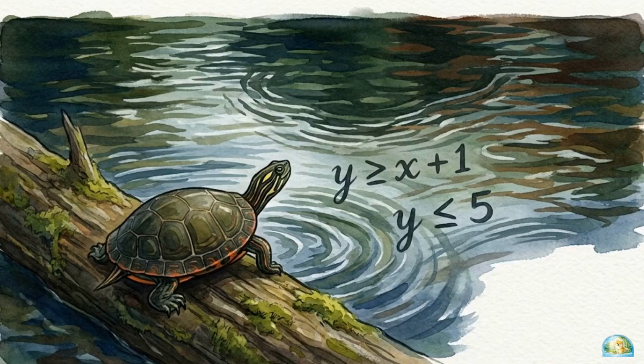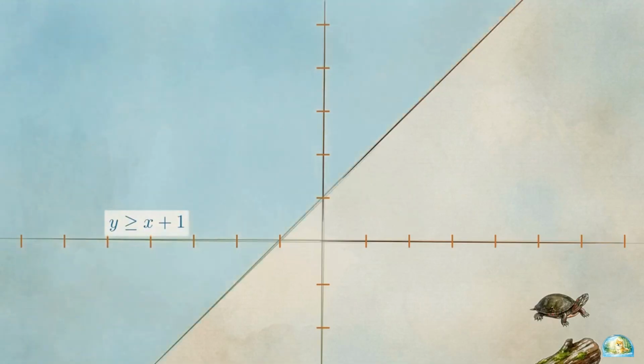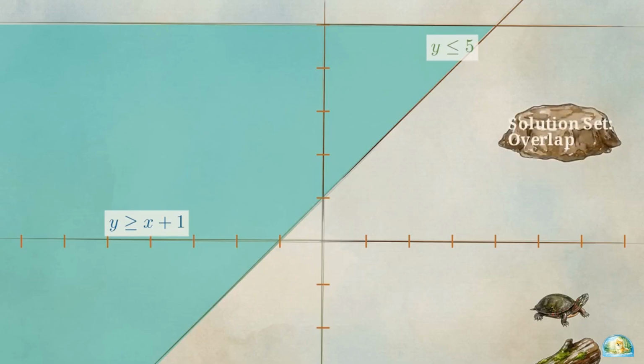What region solves the system y greater than or equal to x plus 1 and y less than or equal to 5? Looking at this coordinate plane laid across the channel, graph the line y equals x plus 1 and shade above it. Graph the line y equals 5 and shade on or below it. The solution set is the overlap of those two shaded half-planes. The solution set is the overlapping region above y equals x plus 1 and on or below y equals 5.